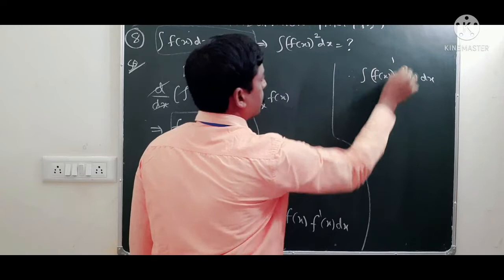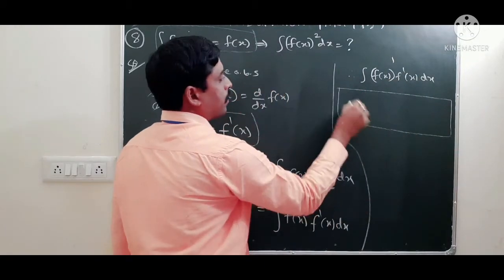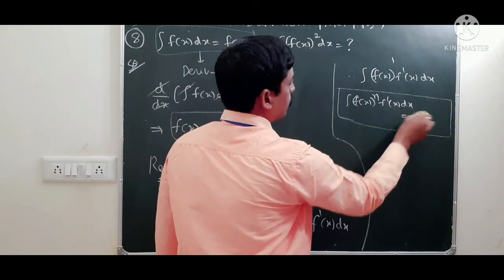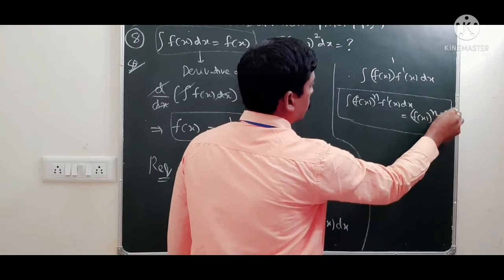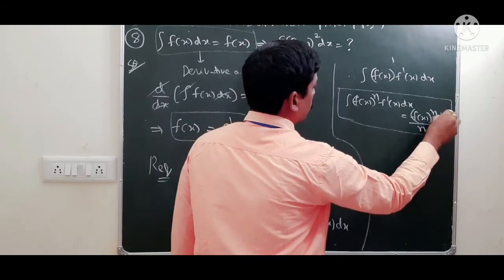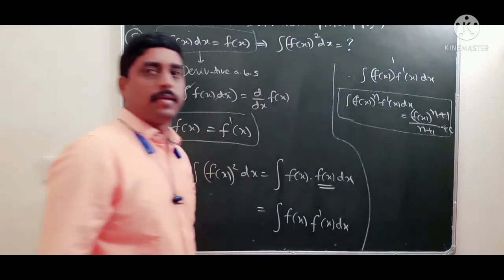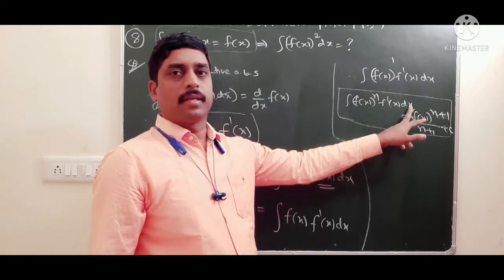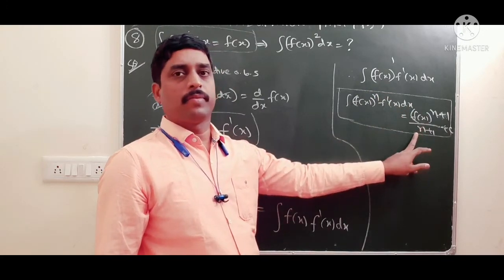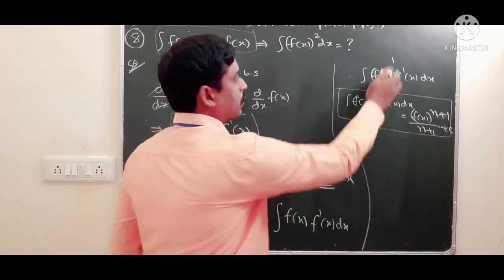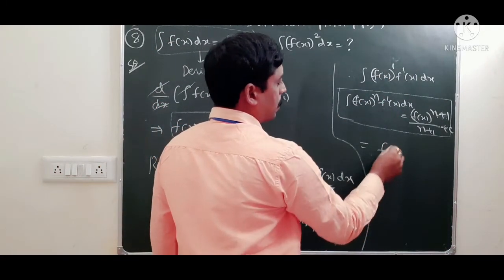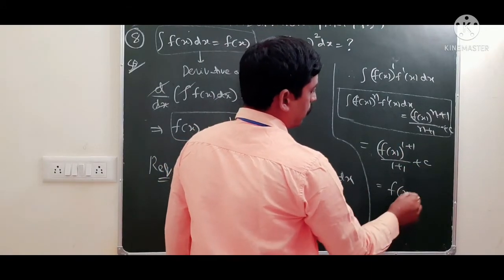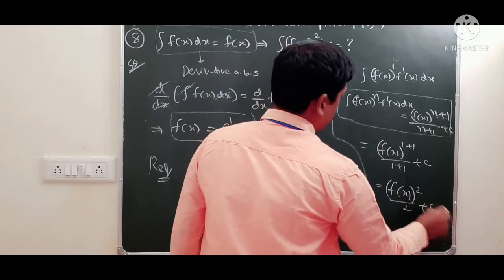This is power 1. We have one formula: integral f of x power n into f dash x dx is equal to f of x power n plus 1 by n plus 1 plus c. Using that formula, where n is replaced by 1, the answer is f of x power 1 plus 1 by 1 plus 1 plus c. This gives f of x whole square by 2 plus c.